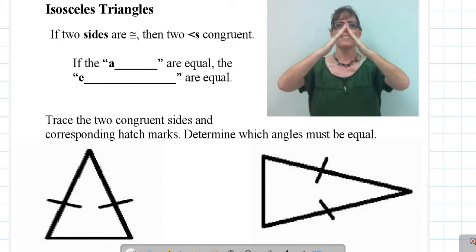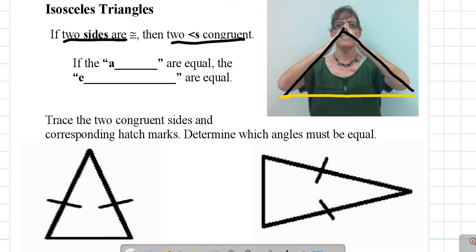When you have two sides of a triangle congruent, then you have two angles congruent. I imagine visualizing it like this. If you put your arms up like a triangle, I'm going to close it up and make a triangle. If you have two equal length sides, two congruent sides, then the angles across from the sides are also congruent.